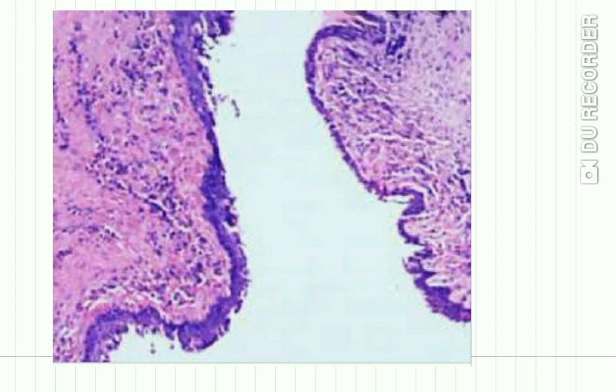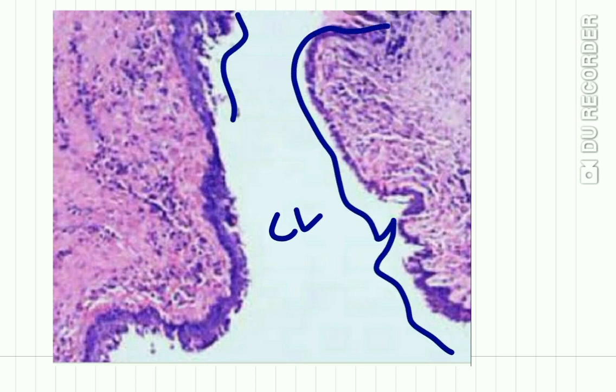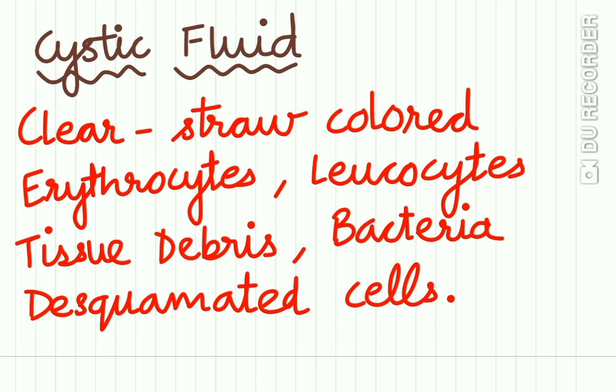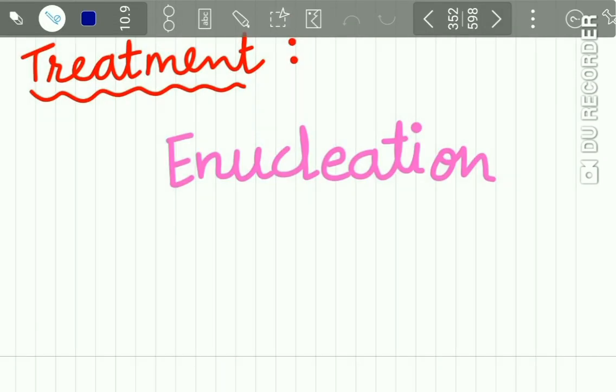So here you can see this is the cystic lumen and this is the cystic lining, which may be squamous, cuboidal, columnar, or even respiratory, or a combination. While this is the fibrous connective tissue wall. Now the cystic fluid is clear or straw colored and it may contain erythrocytes, leukocytes, tissue debris, bacteria and desquamated cells. The treatment of nasopalatine duct cyst is enucleation.